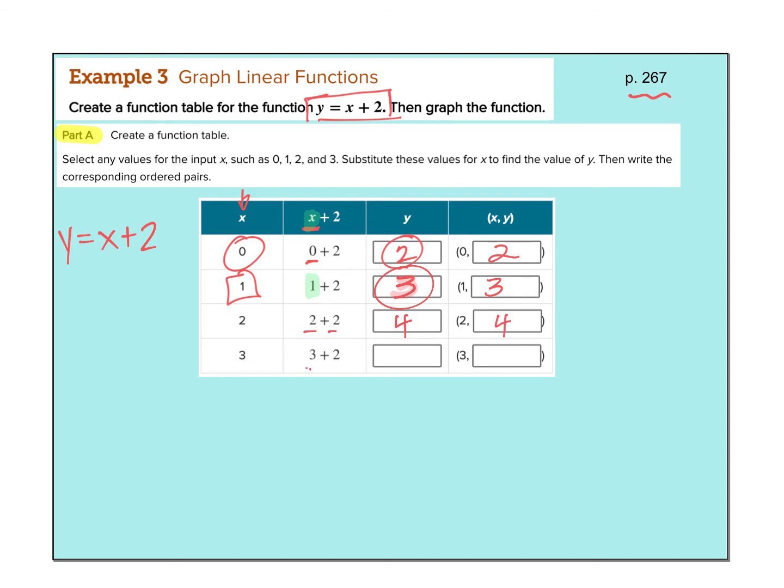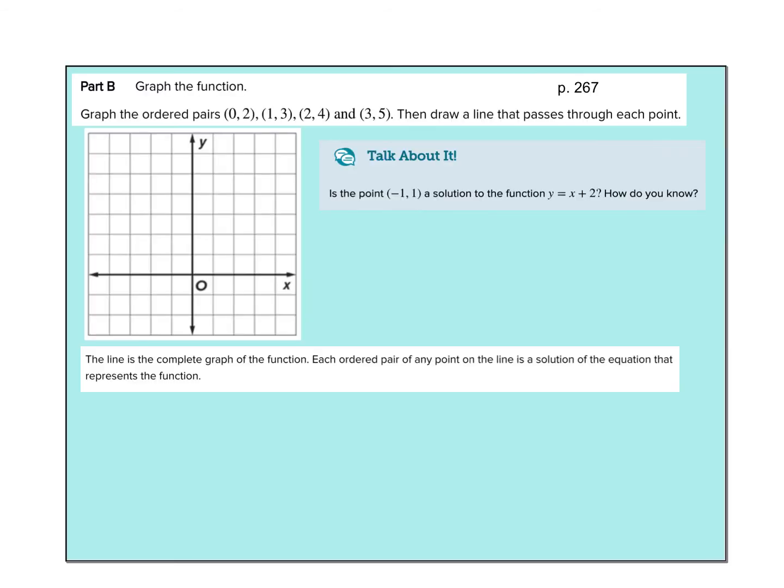And then finally, they plugged in a 3. 3 plus 2 is 5, so it would be 3, comma 5. So now I have my coordinates. All right, so now we are going to graph these points.